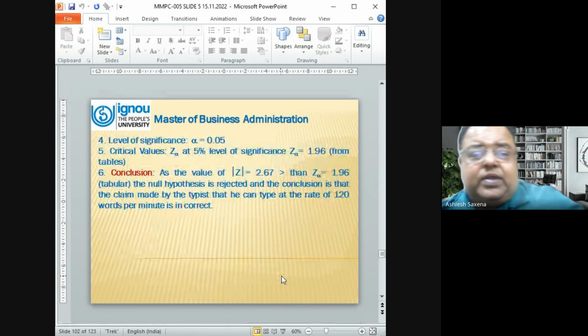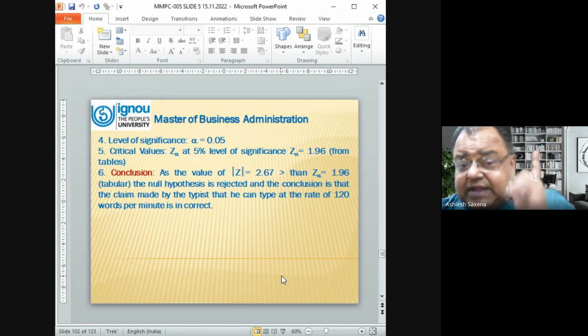Now, the level of significance alpha is 0.05. Your tabular value is 1.96 from the table, and your calculated value is 2.67. Your calculated value is greater than the tabular value. That means you have to reject your null hypothesis. After rejecting the null hypothesis, the conclusion is that the claim made by the typist that he can type at the rate of 120 words per minute is incorrect.